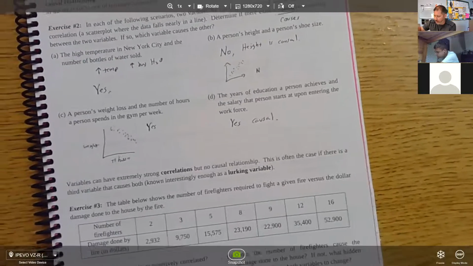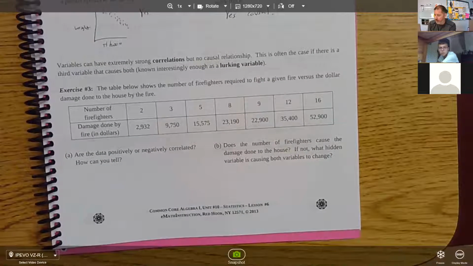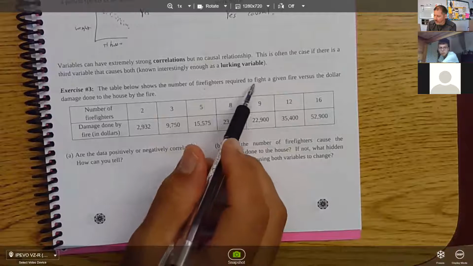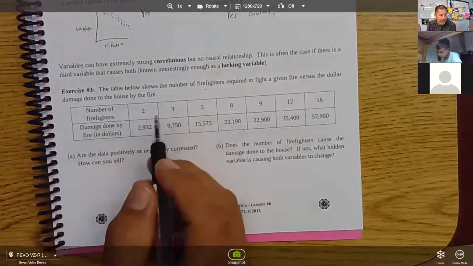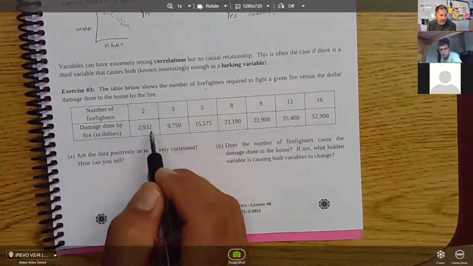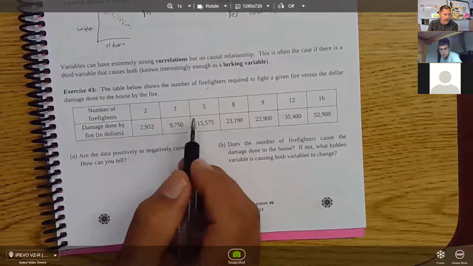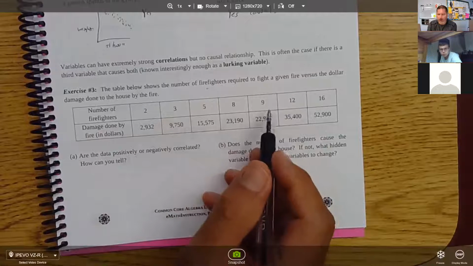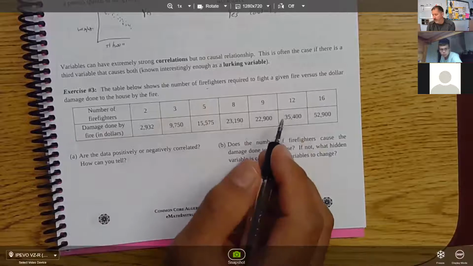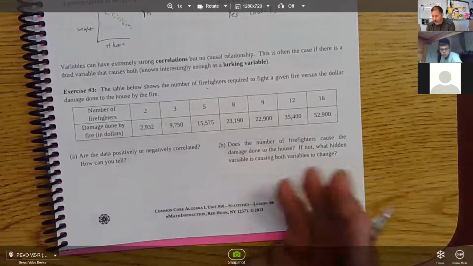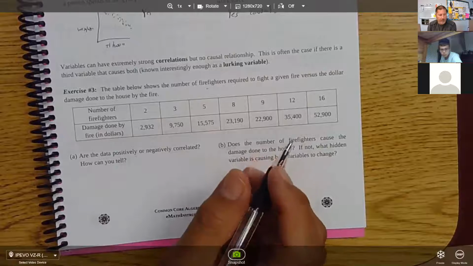There are other cool ones, but here's an interesting one. It might be weird. The table below shows the number of firefighters required to fight a given fire and the dollar damage done to the house by the fire. So if you have two firefighters come, there's $2,000 or whatever that much damage, when there's three firefighters and so forth. You see how they're both going up together? As one increases, the other one increases. So that means they're related. That means there's a strong relationship. It doesn't necessarily mean there's a causal relationship.